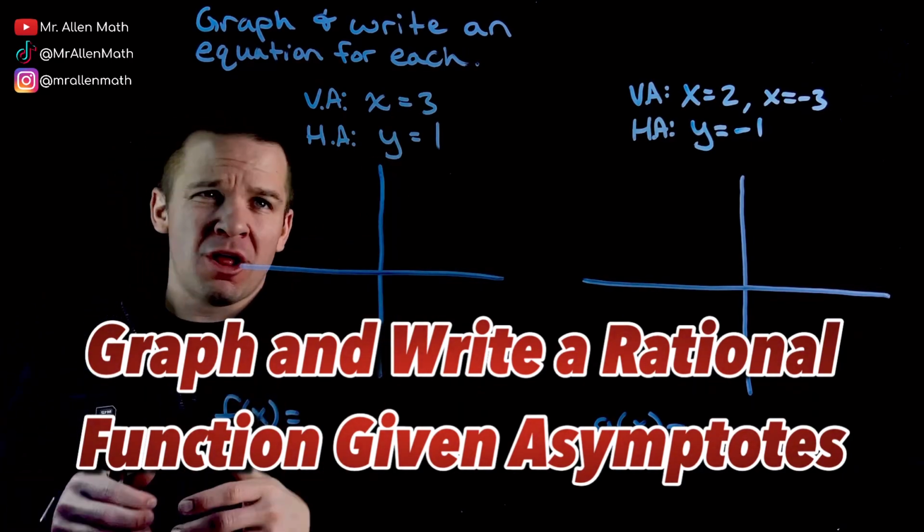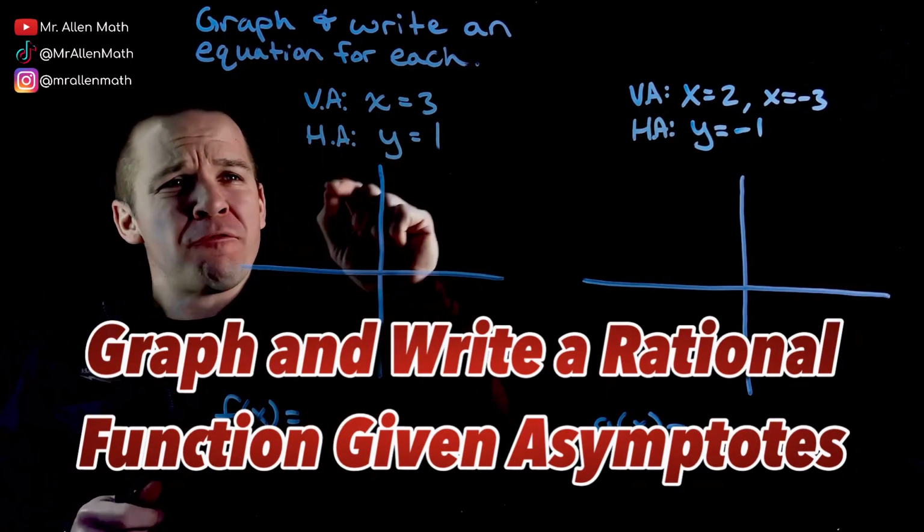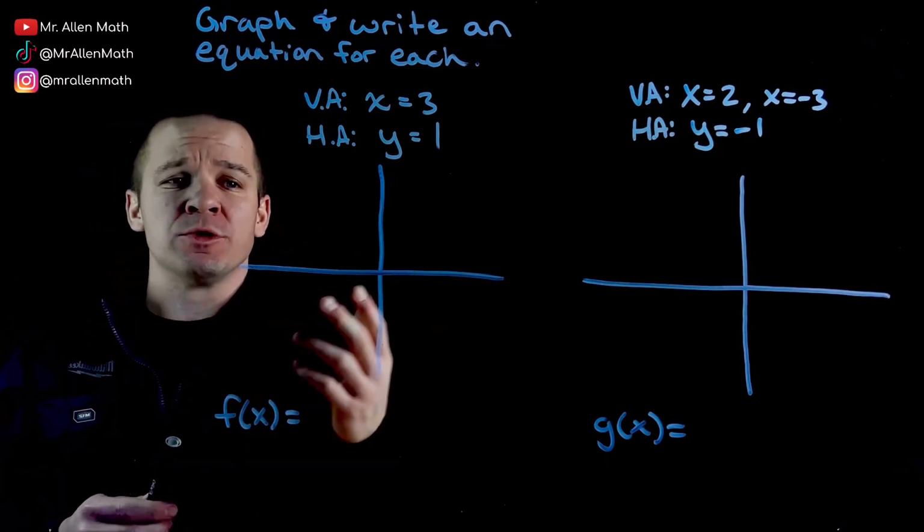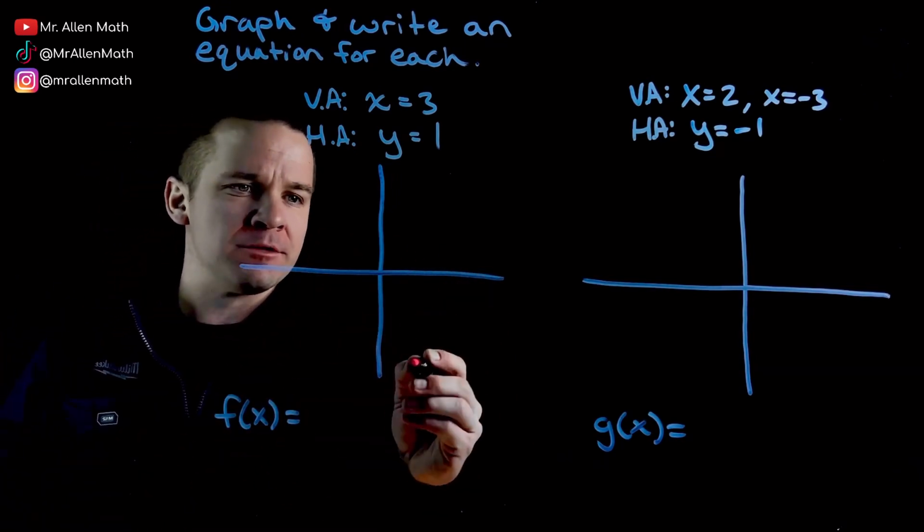Here we got rational functions. They're dope. They're awesome. We have a vertical asymptote at x equals 3 and a horizontal asymptote at y equals 1. Let's go ahead and plot those first.